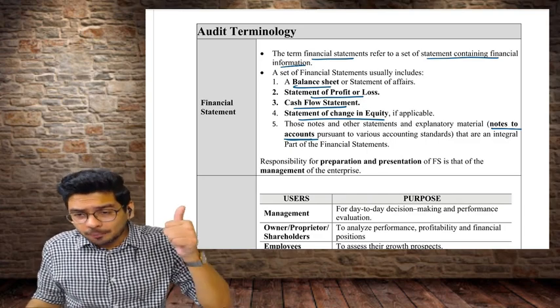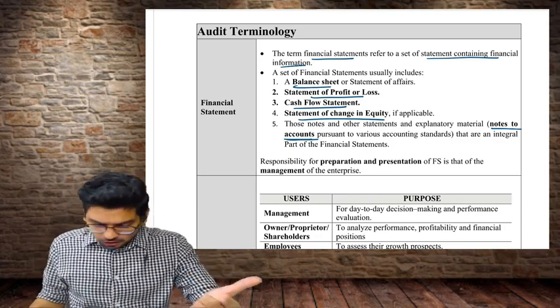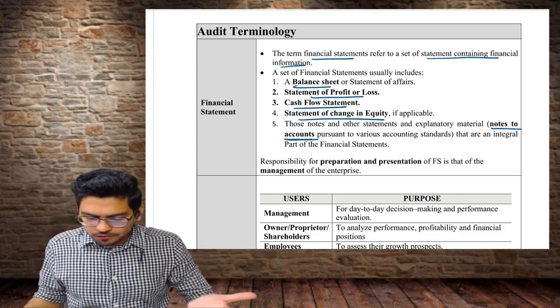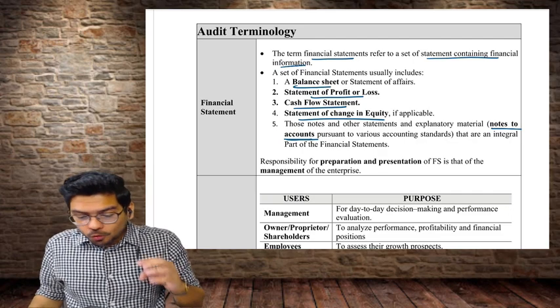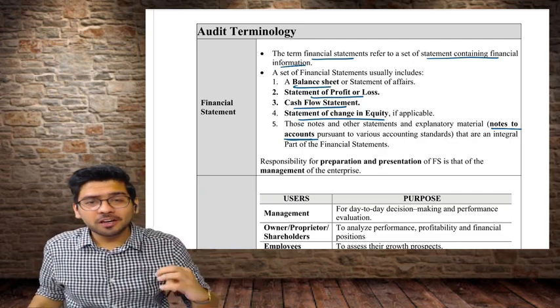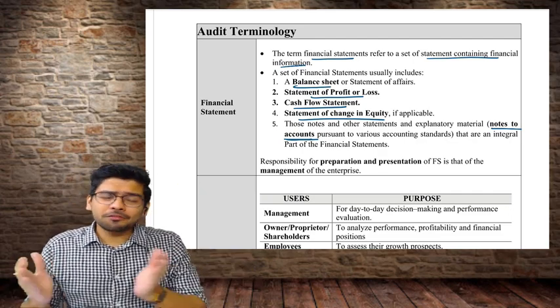What are the things? A balance sheet, a statement of profit and loss, a cash flow statement, a statement of changes in equity, and then we have notes to accounts. So we are going to actually audit all these things. We are actually going to audit the financial statements.